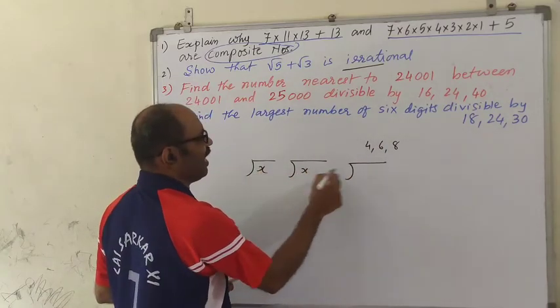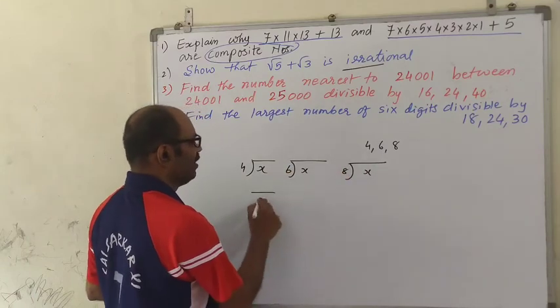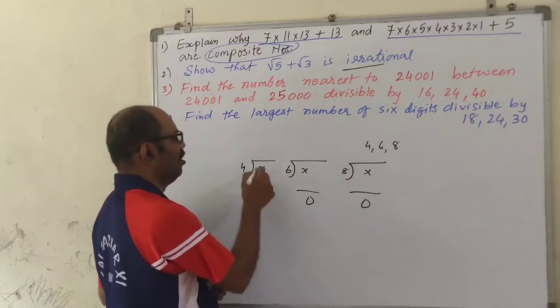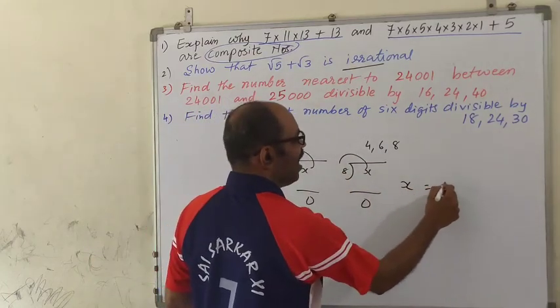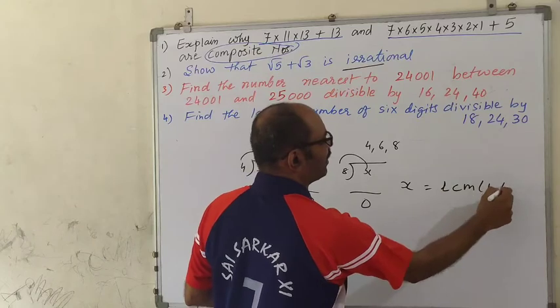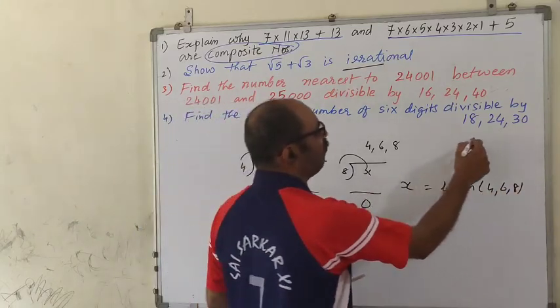Let's say that number is x, divisible by 4, 6 and 8. Remainder 0, exactly divisible means remainder 0. So what you can say? x is the LCM of 4, 6 and 8. Remember. Alright. So now what is the LCM of 4, 6 and 8?